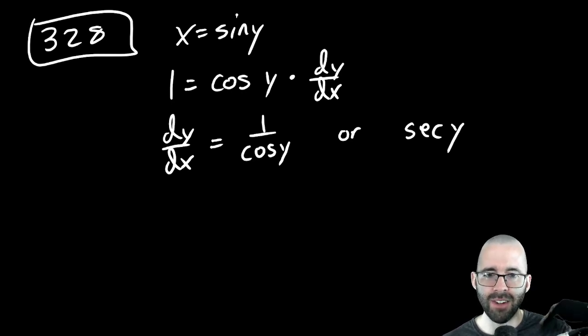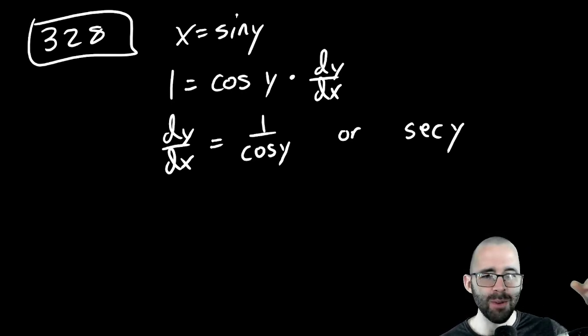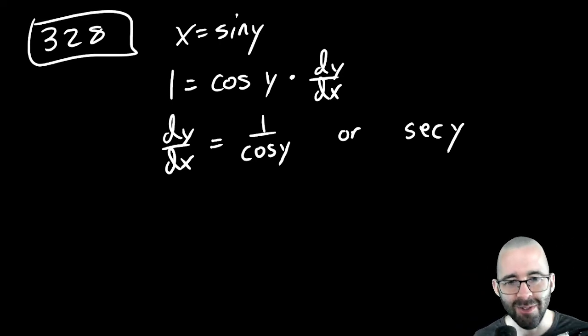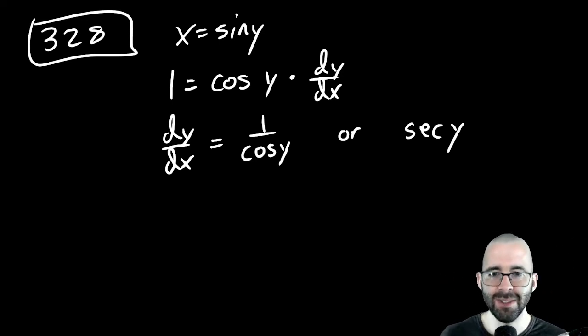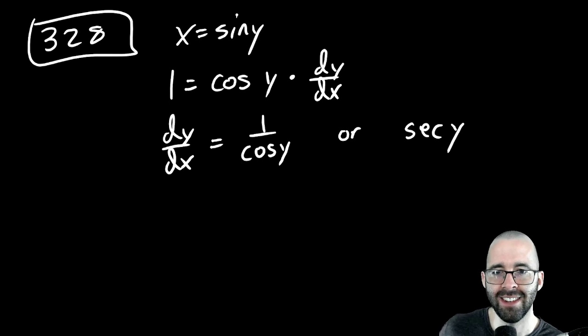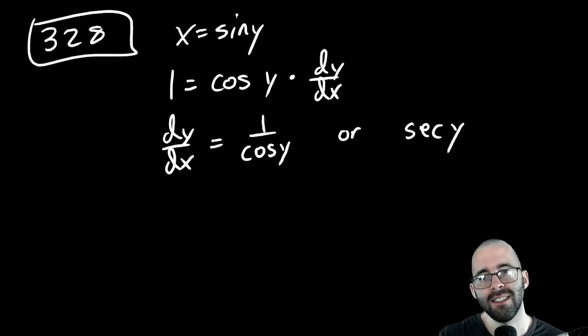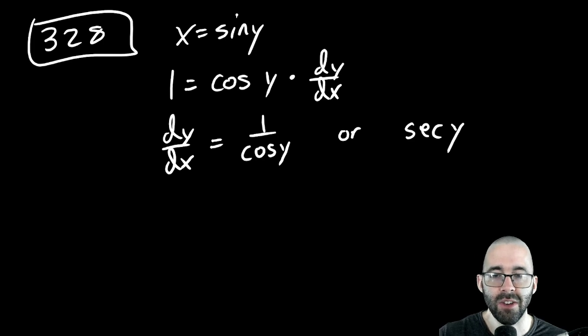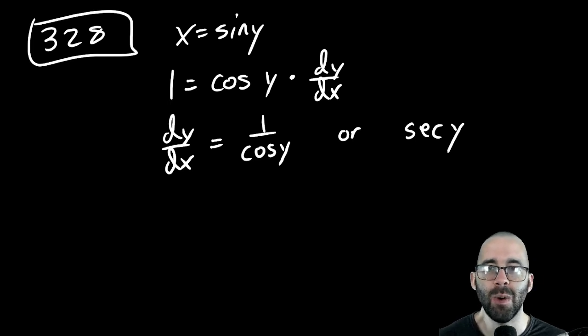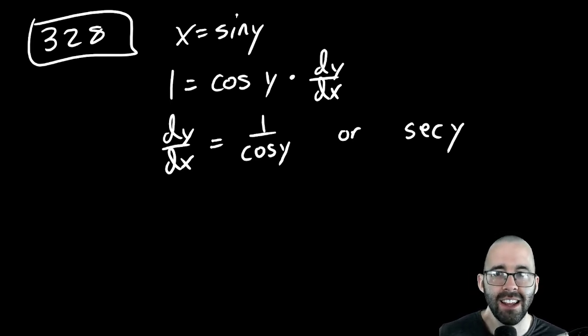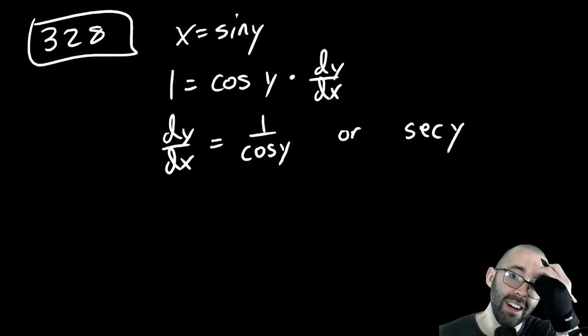It's 1 over the square root of 1 minus x squared, or x squared minus 1. I always get them flipped. 1 over square root of something. So what's the deal? It's because this is y, right? This is the rate of change of y with respect to x. And we have 1 over the cosine of y, but what is y? Well, we don't really know. Y could be found by taking the arcsine of both sides.